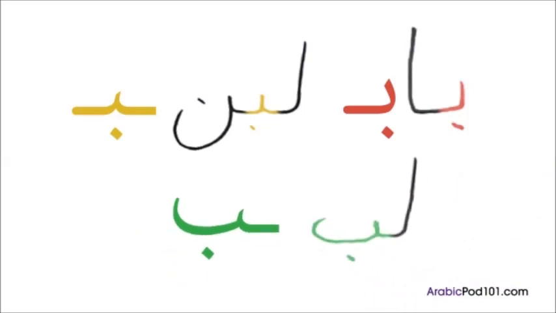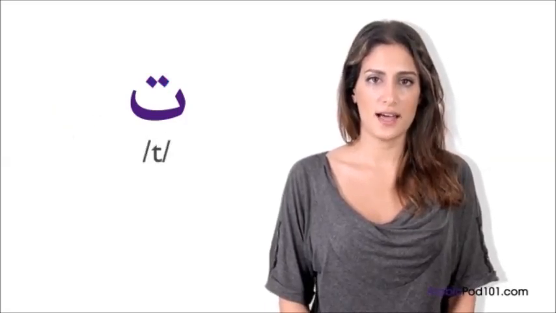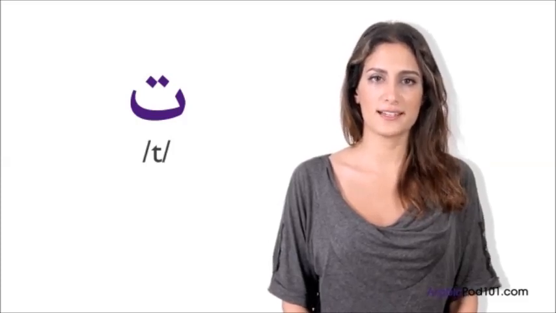Let's move on. The second letter you'll learn in this lesson is another one that looks like ba. Ta. As you can see, the only difference is in the position and the number of the dots. The pronunciation is like the English T, except you should release your breath with a strong burst of air. Try it. Ta. Here's how to write the isolated version. Ta.